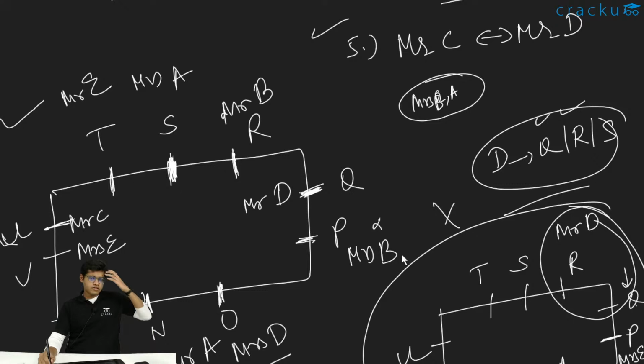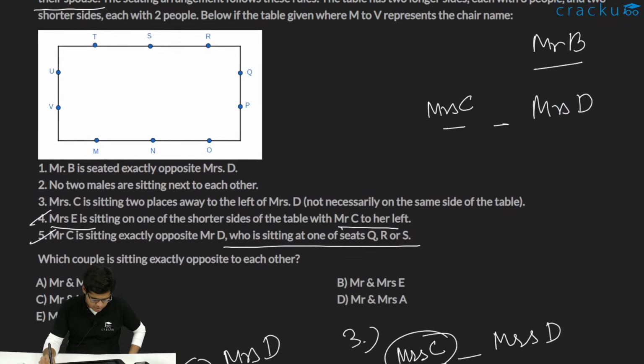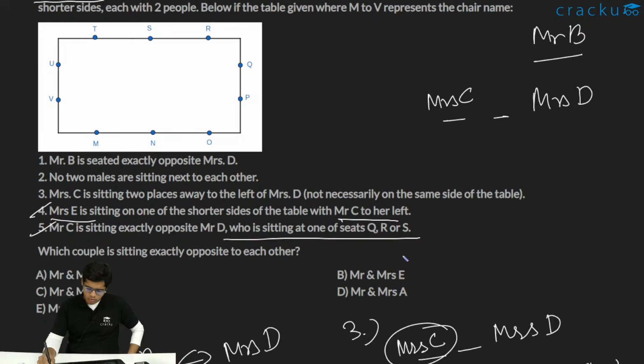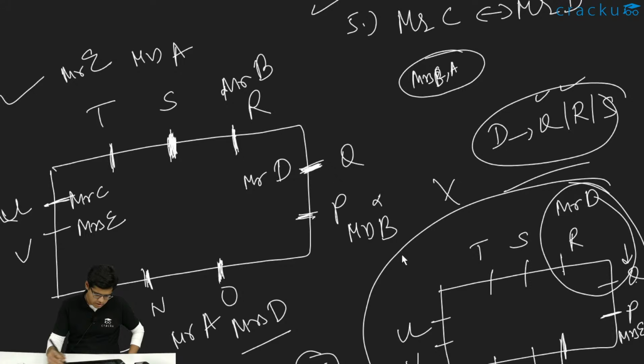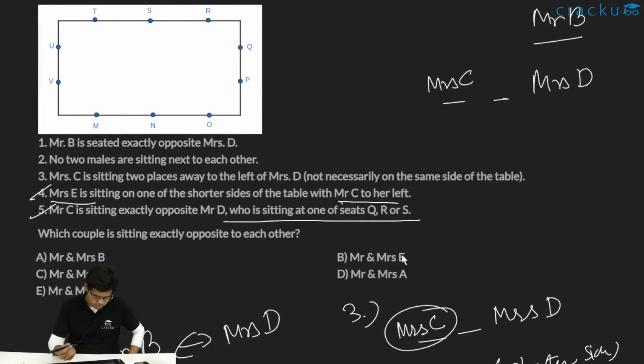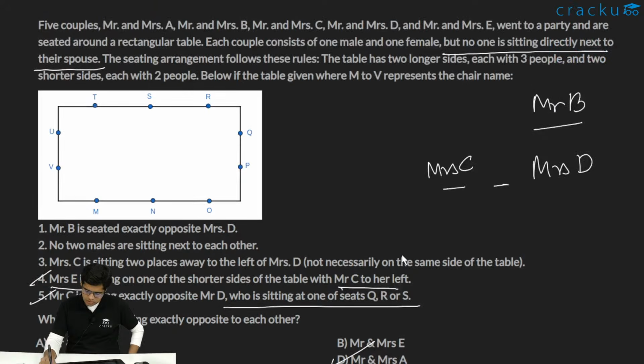No, this is a tough set, no doubt, because we are having a lot of conditions. So I picked this set so that, suppose by chance a tough set comes, then at least you guys can deal with it. So let's see the correct answers. Which couple is sitting exactly opposite to each other? Exactly opposite to each other, it is Mr. A and Mrs. A, right? So option D is the right answer.